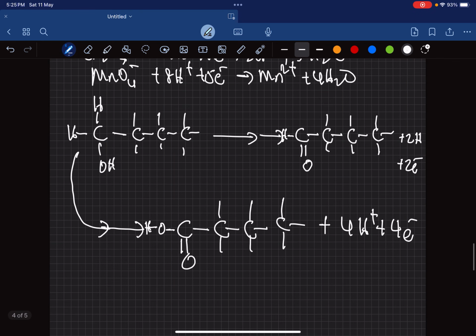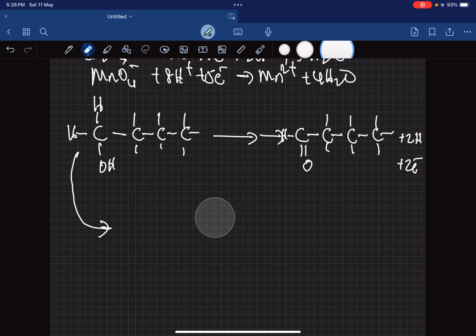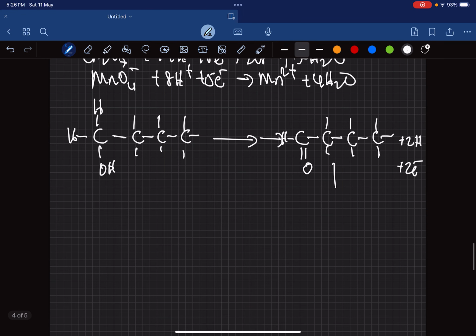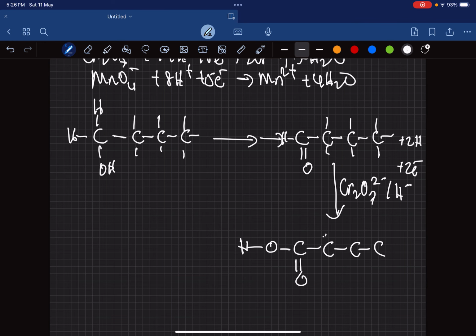So usually, if the question does not mention it to you, then this is what you assume. Depending on the question, you can assume it becomes an aldehyde or it becomes a carboxylic acid. But the question will guide you and tell you which one it goes to. Then if you get an aldehyde, you can add more oxidizing agent, and from there you get your carboxylic acid, with another 2 electrons and 2 hydrogens. So it can be step by step or completely.